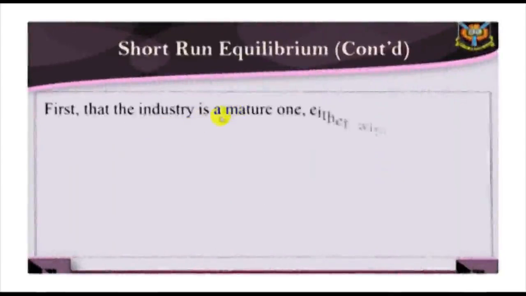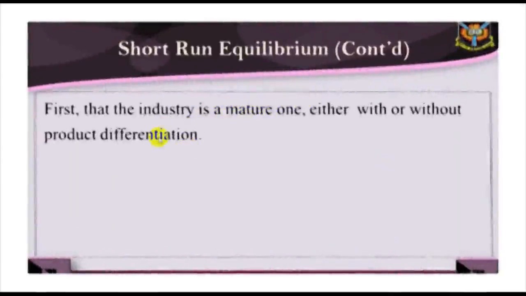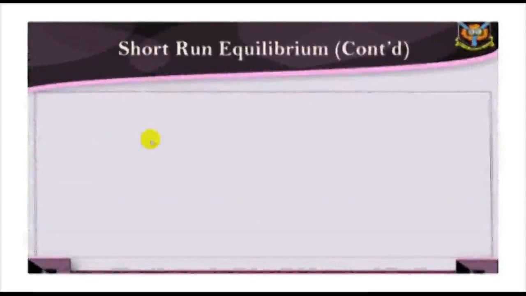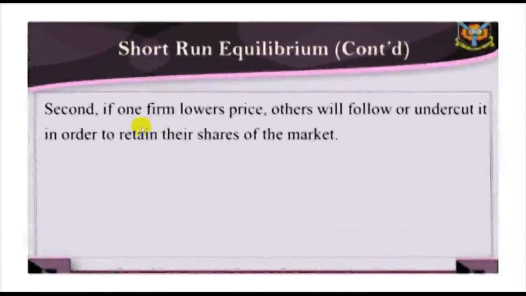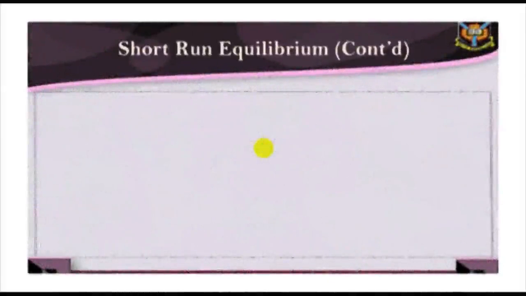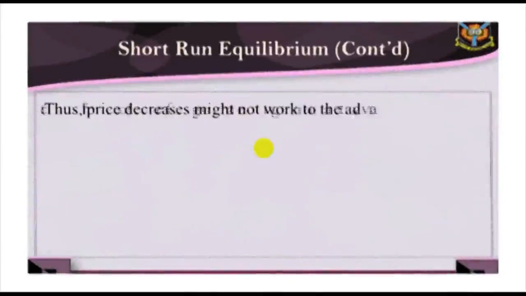First, the industry is a mature one, either with or without product differentiation. A cluster of prices, or a price fairly satisfactory to all, has been established. Second, if one firm lowers price, others will follow or undercut it in order to retain their shares of the market. Thus, a price decrease might not work to the advantage of the firm.